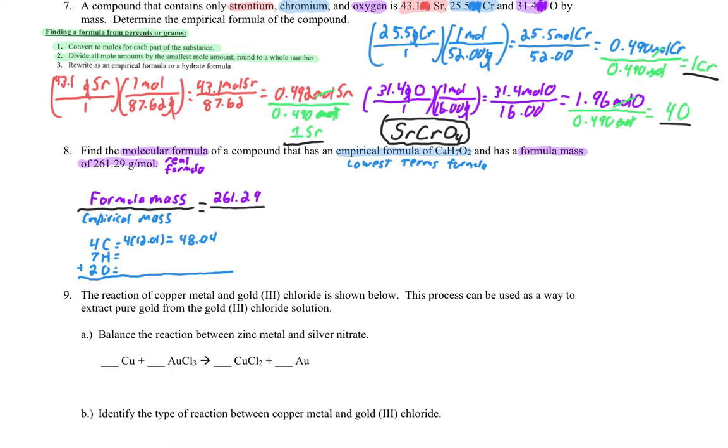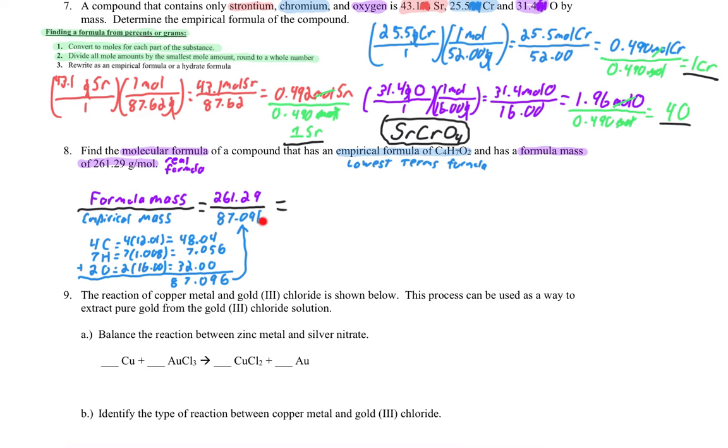48.04. I then need to take 7, multiply it by the atomic mass of hydrogen on my table, which is 1.008. That gives me 7.056. And then I need 2 oxygens. 2 times 16, according to my table. 2 times 16 is 32. I then add 48.04 plus 7.056 plus 32.00. And what I end up with is 87.096. That goes at the bottom here for my empirical mass.